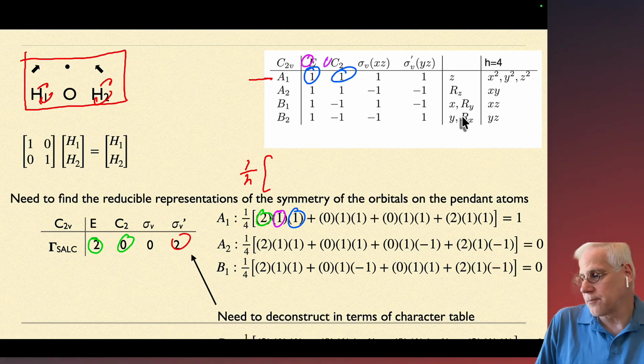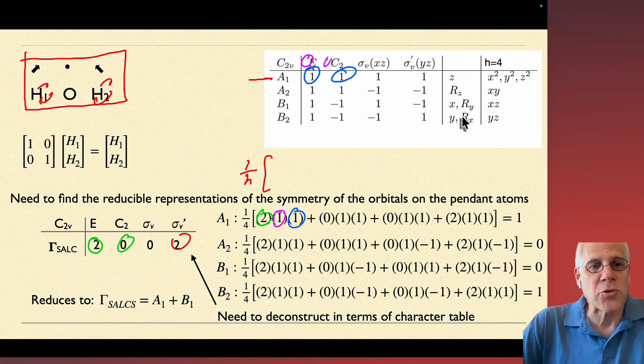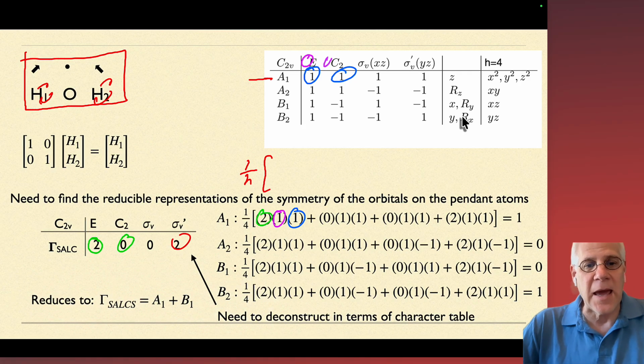And I go to the next one, and I have 2, 1, 1. So I have 2 here. These 2 go to 0. I have another 2, 1, 1 here. And so I have 2 plus 2 gives me 4. 4 divided by 4 is 1. And so we can summarize the symmetry of the SALCs as I have an A1 plus a B1.